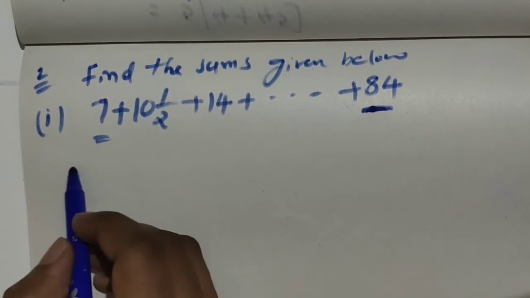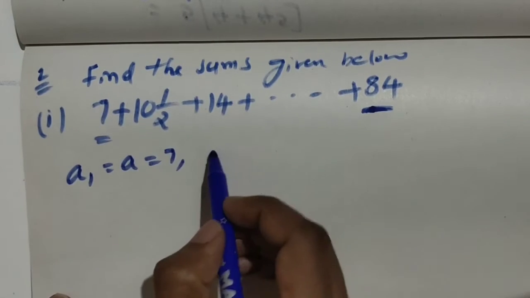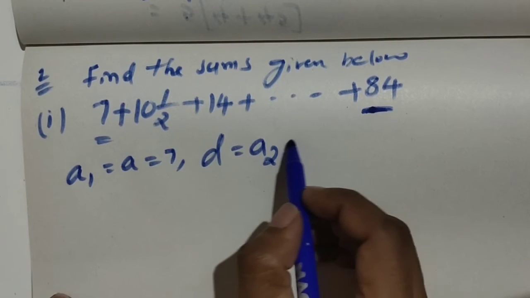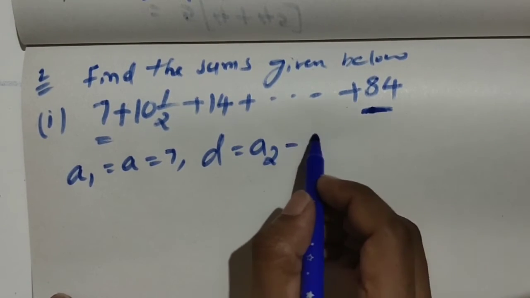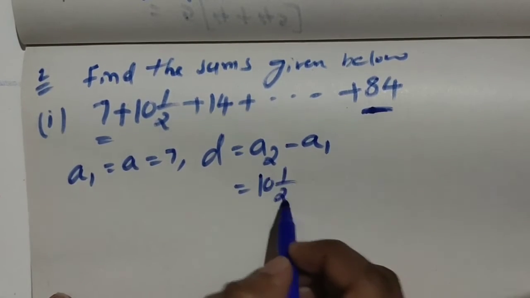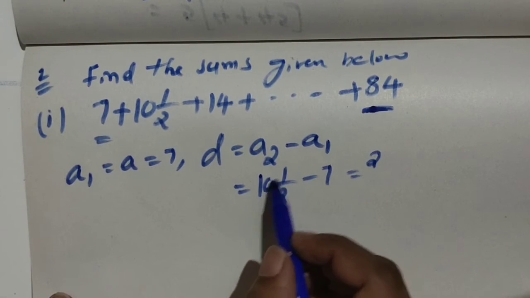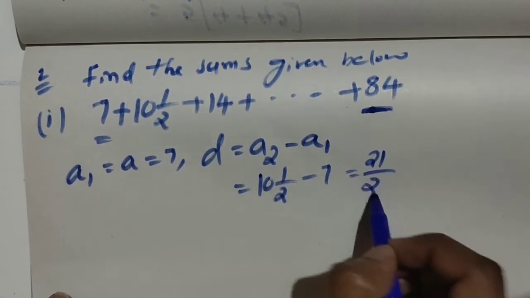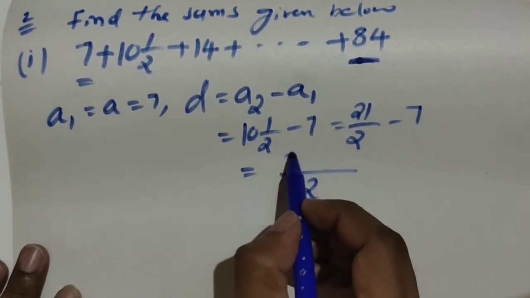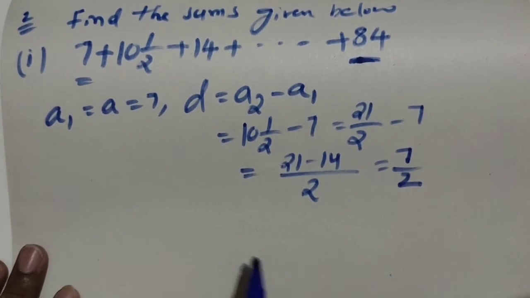progression. So as we know already, this first term a1 is equal to 7, and obviously d is equal to, simply we can write, a2 minus a1. Then here a2 is 10.5 minus 7. So 21 by 2 minus 7. So then we get, taking LCM 2, 21 minus 14, that is 7 by 2.